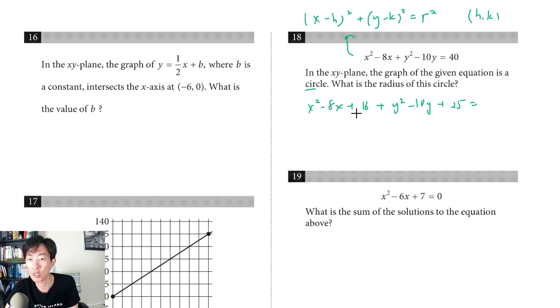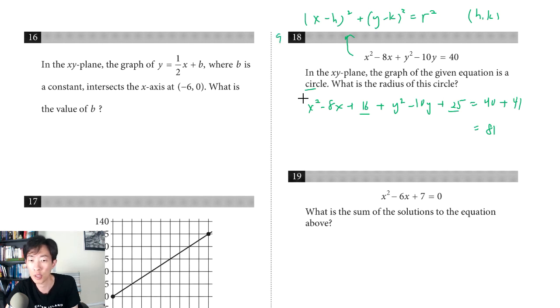And notice what we did. We added 16 and 25 to the left side of the equation, so we have to do that to the right side of the equation. 16 plus 25 is 41. I'm not even going to solve the left side because all they want is the radius. So 40 plus 41 is going to be 81. And we know that that's the radius squared when it's in the right form. So the answer for the radius is going to be 9.